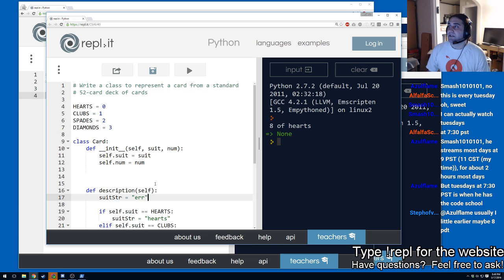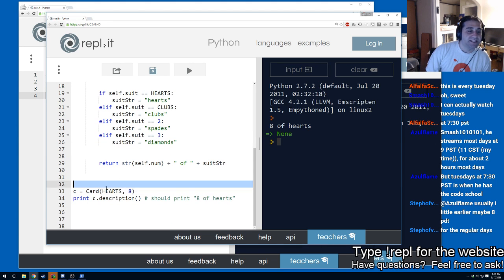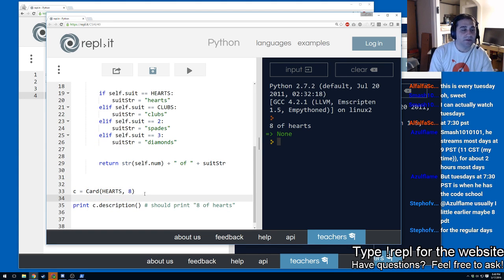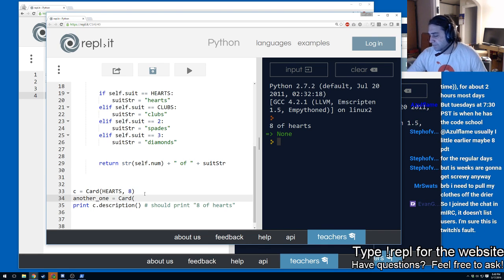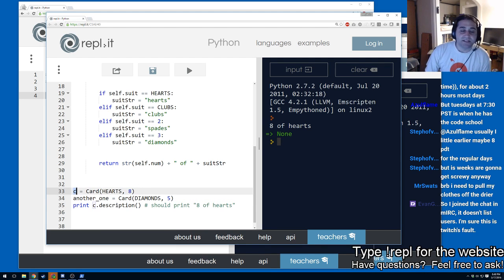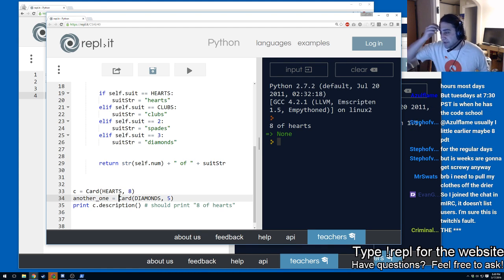So an object is what we call an instantiation of that class, right? So we say C equals card, hearts 8, and I can create another one, another one equals card, let's pick another card. Pick a card, 5 of diamonds. Everyone applaud because that was totally your card. So each one of these is an object. It is an instance of that class. The computer has built the card and assigned it to C or another one or something like that.